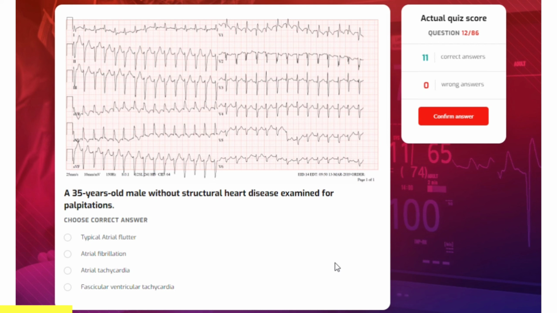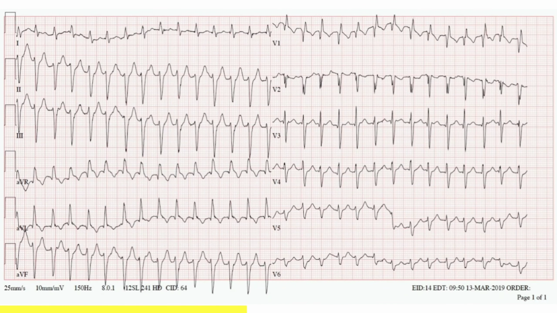Now here we have the 12th case. A 35 years old male without a structural heart disease examined for palpitations. We have given here the 4 options: typical atrial flutter, atrial fibrillation, atrial tachycardia, and the last fascicular ventricular tachycardia.